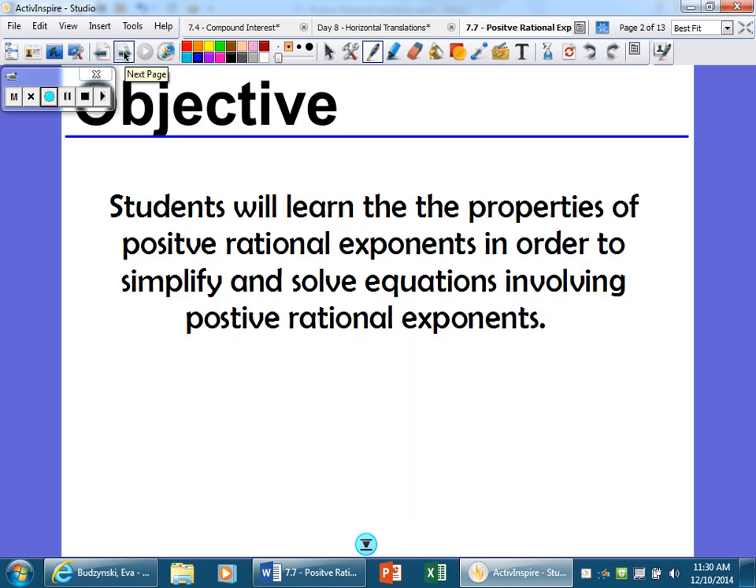All right, here's your objective for the day. Students will learn the properties of positive rational exponents in order to simplify and solve equations involving positive rational exponents. Remember, simplifying just means rewriting. We're just going to change what it looks like. Solving, you're actually going to get like x equals a number. Okay, so just to make sure that you know the difference. So please write that objective down in your blank. I would pause this so that you have time to do it. But I'm going to keep going on.